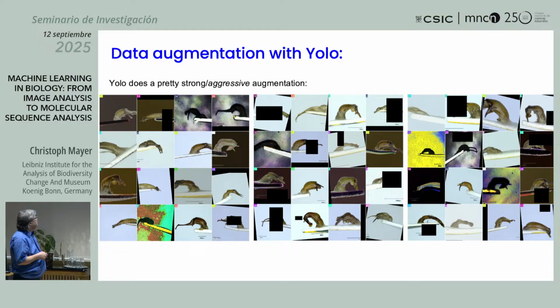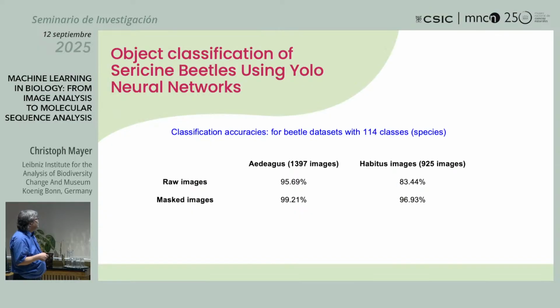For our beetles, this worked quite well. We have 114 classes, which are 114 species. For the Adigus, we have 1,397 images, and for the Habitus, we have 925 images. You can immediately see this is less than 10 images per class. This is very little. I told you before, and if you look in the documentation of YOLO, it says a few hundred would be good. But often, many less also work.